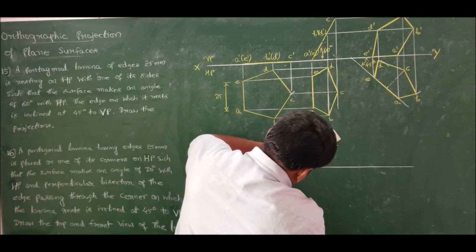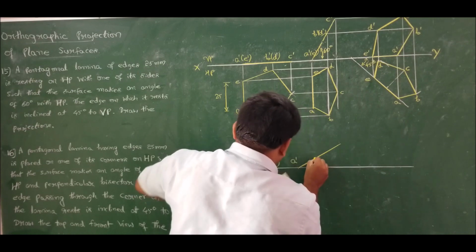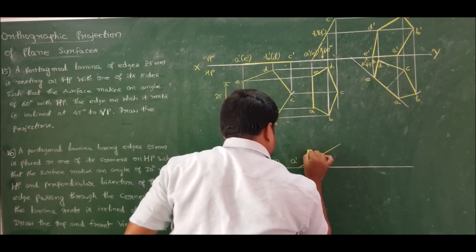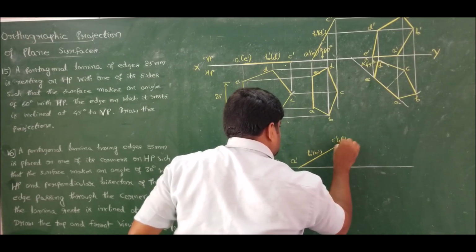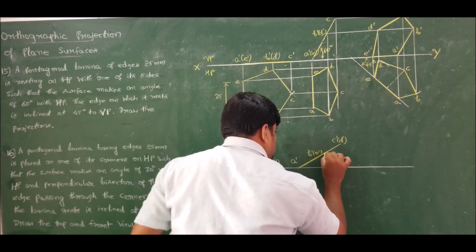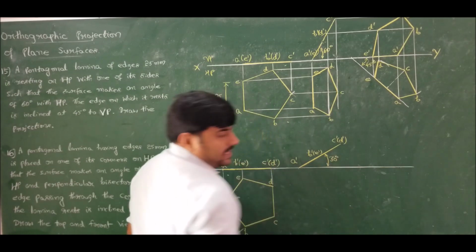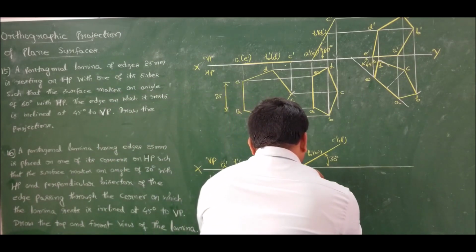Transfer the lamina. Also mark B dash, E dash and C dash, D dash. So this angle is known. This angle is specified as 30 degrees given in the question. Now take vertical and horizontal projection and complete the drawing.